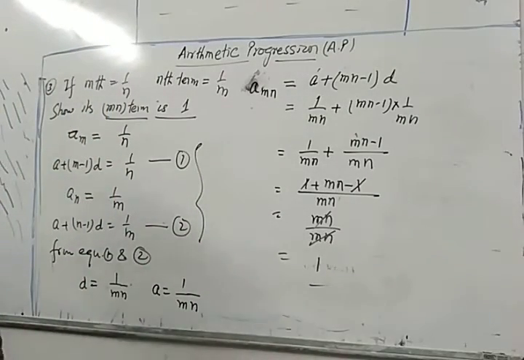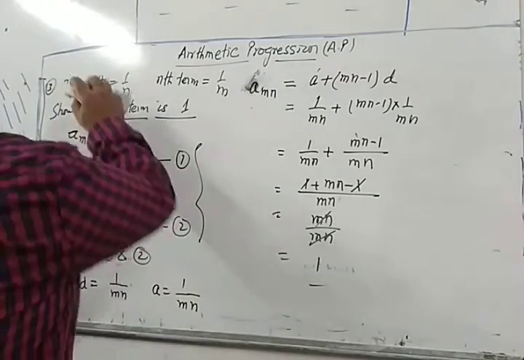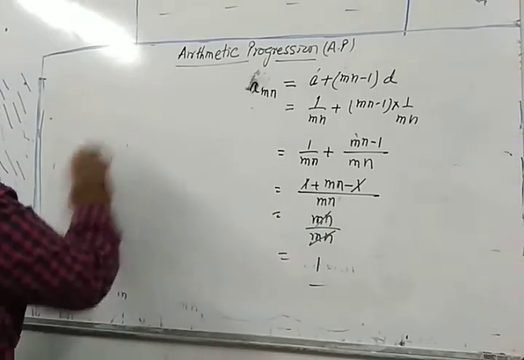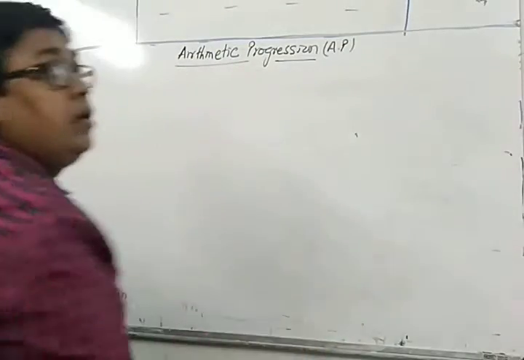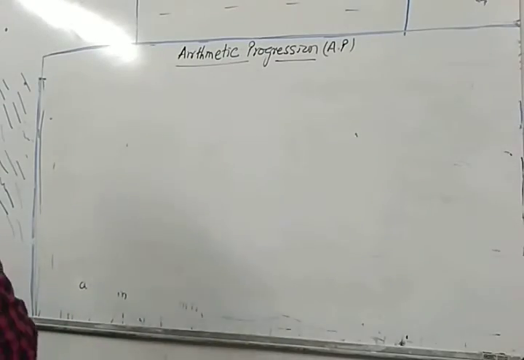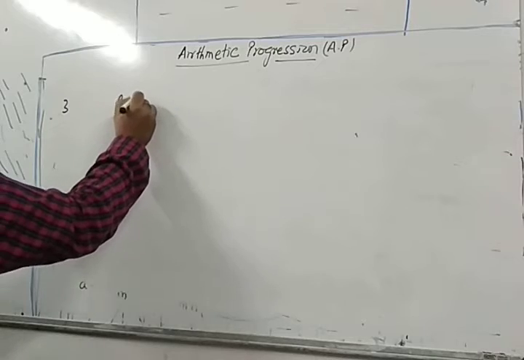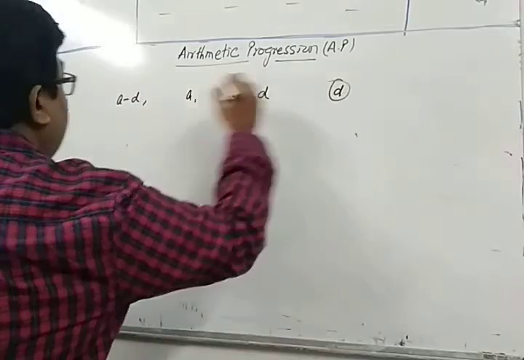Now I am taking some other interesting points, some points are left here. If we want to take 3 terms, 4 terms, 5 terms in AP, which terms will we take? If we want to take 3 terms in AP, we will take a minus d, a, a plus d. Here the common difference is d.